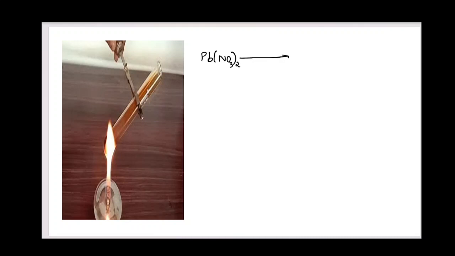When lead nitrate is heated, what happens? Lead nitrate is a white color powder. When it is heated, we get brown fumes. You can see the fumes here. The color of the fumes is brown. So we get lead oxide plus NO2 plus oxygen.